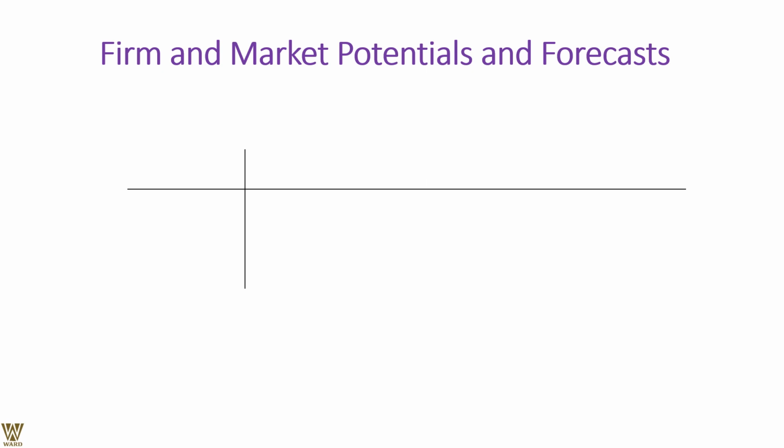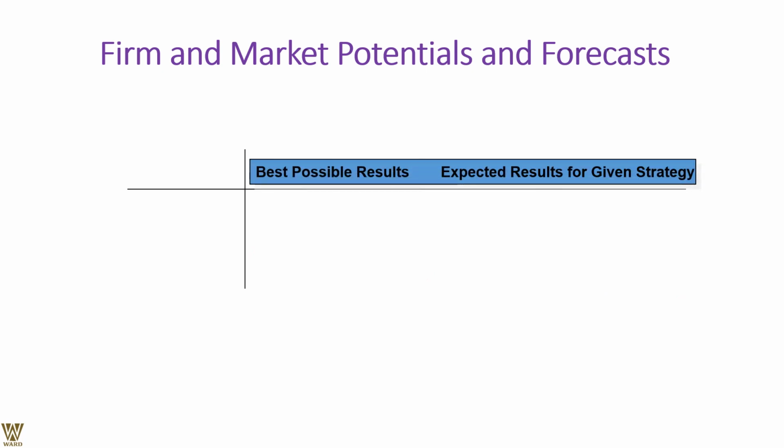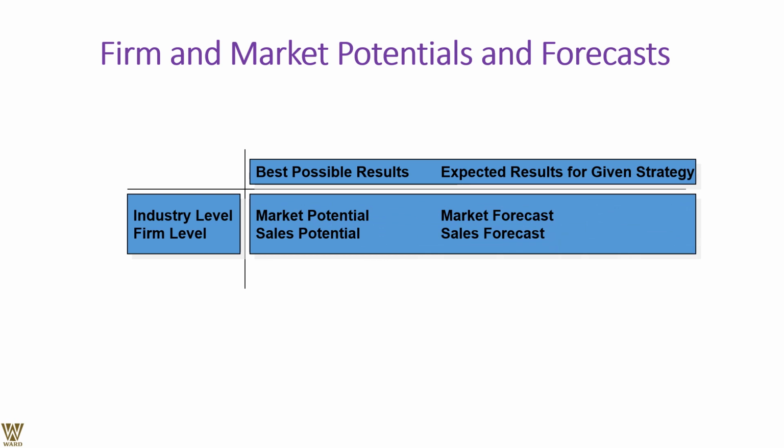So let us understand firms and market potential circles. Now, can we have a quadrant based on the best possible result, or the expected result? Similarly, on an industry level and the firm level, how does it go? If it's an industry level, the best possible result is market potential. On a firm level, it's sales potential. Similarly, the expected result for given strategies on an industry level might be the market forecast. On a firm level, the sales forecast. As simple as it is.